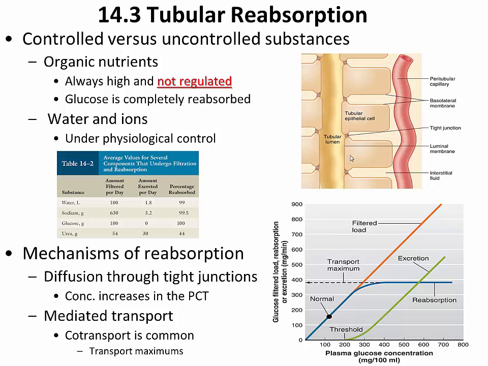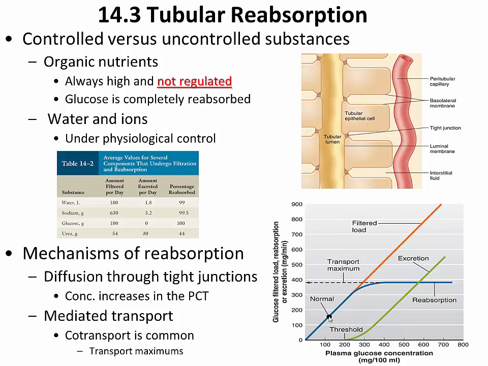So to illustrate this, let's take a look at the graph on the bottom right-hand side of our screen. What we see is that we have plasma glucose concentrations on the x-axis, and the glucose that is filtered, reabsorbed, or excreted on the y-axis. We notice a couple of things here. We start out with a plasma glucose concentration, the blue line that goes up and up and up. Normal plasma glucose concentrations are right there in the realm of 150 or so. And what we notice is that the absolute transport maximum for glucose is around 390.